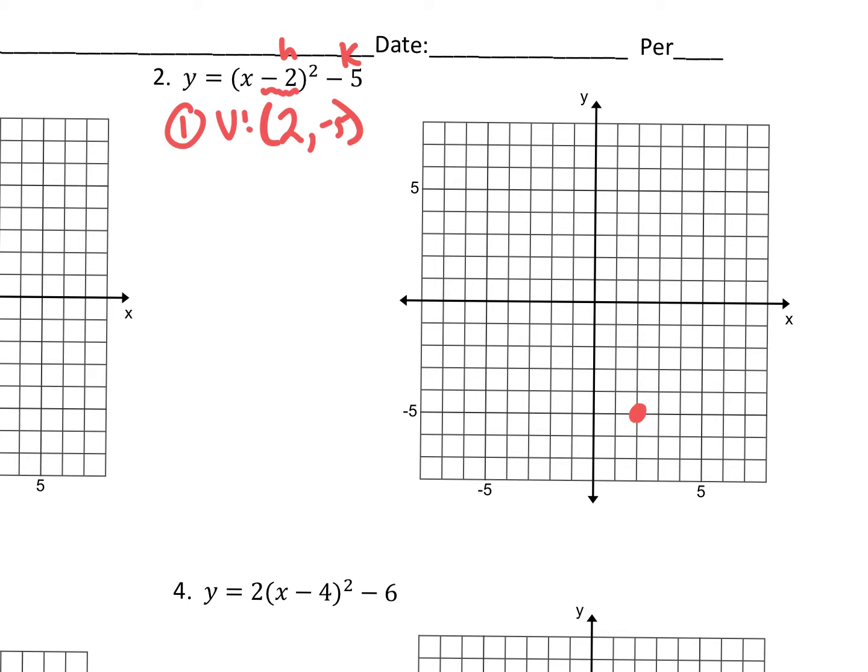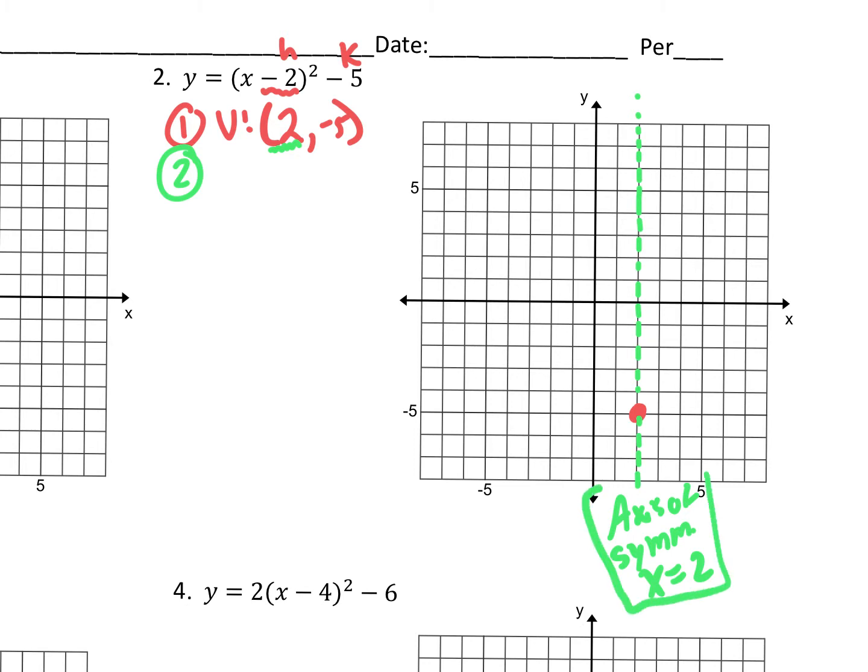The very next thing to do once you have your vertex on any parabola is to draw your axis of symmetry equation. The axis of symmetry equation is x equals the x value of your vertex, which we know is 2. So the axis of symmetry equation is right here. That's your answer: x equals 2. That'll provide that vertical line, which provides a reflection on both sides of it when you draw your parabola.